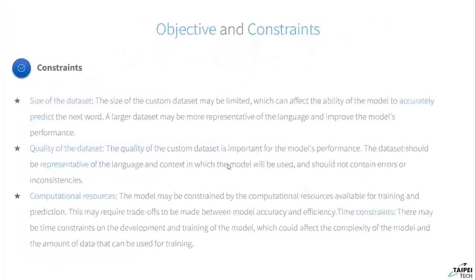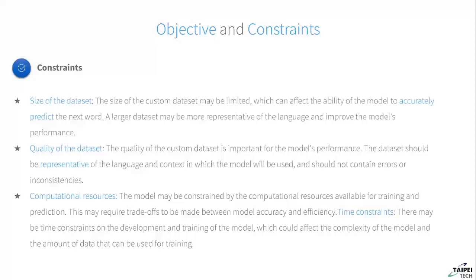And next we have constraints: size of dataset, quality of dataset, and computational resources. First, the size of the customized dataset may be limited, which can affect the ability of the model to accurately predict the next word. A large dataset may be more representative of the language and improve the model's performance.